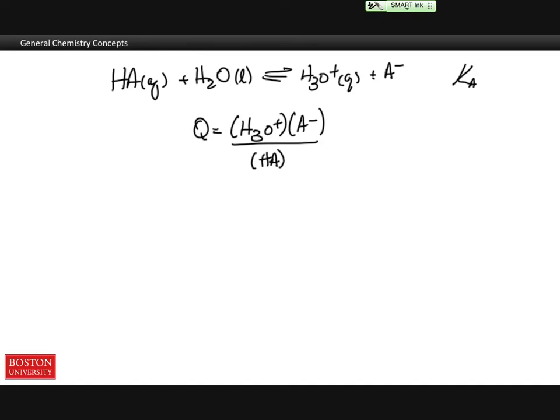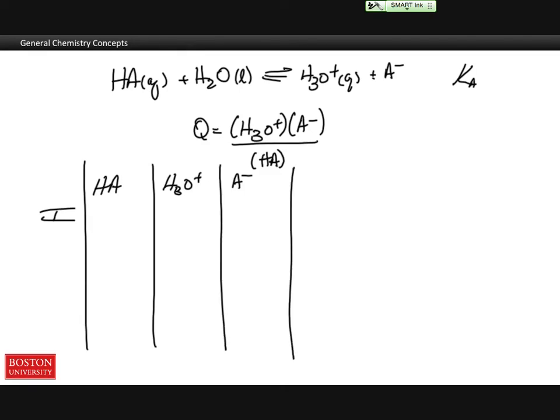And so now we can use an ICE table as a tool to help us solve this problem. So let's set it up. HA, hydronium, conjugate base. And instead of going automatically through this, we're going to realize that every cell of this table is actually an important and interesting question we have to solve.